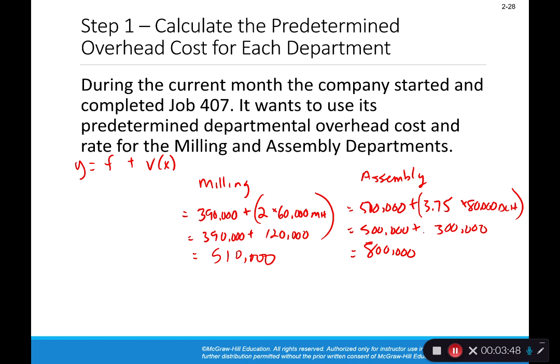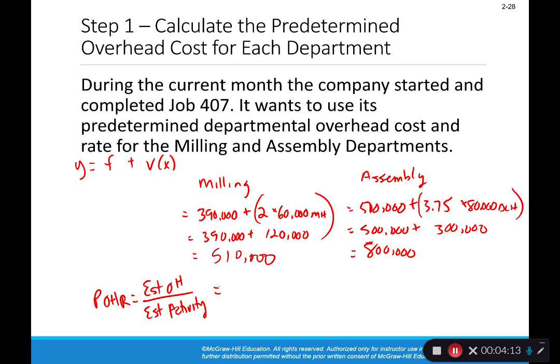The next step is going to be to get our predetermined overhead rates for each department. Our predetermined overhead rate, remember, is estimated overhead over estimated activity. So you might want to pause the video and give it a go right now on your own, see if you can come up with the right answer. Welcome back. I know some of you didn't pause it, but that's okay.